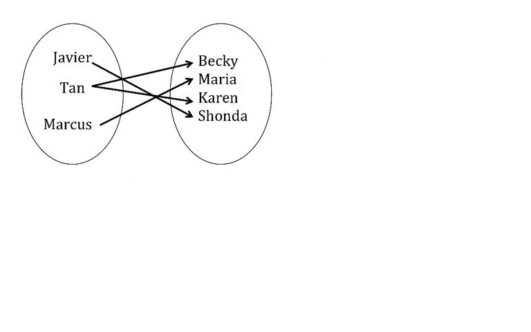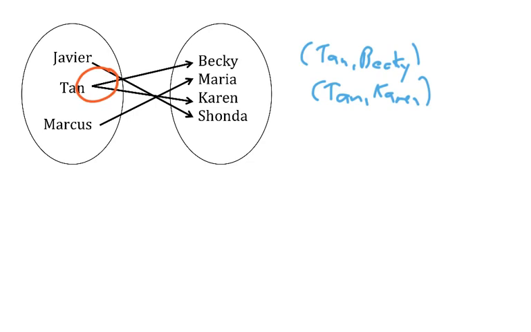Let's look at this dating example. This is a very good example of how in a mapping you can really see when something is not a function. Remember that Tan was dating two different people, so we had the ordered pairs Tan and Becky, and Tan and Karen. You can see that really, really clearly in the drawing of the mapping, because there are two arrows coming out from the indication of Tan in the domain. This is not a function.